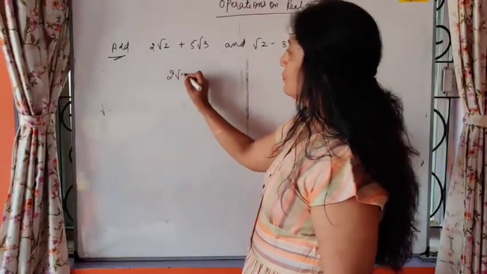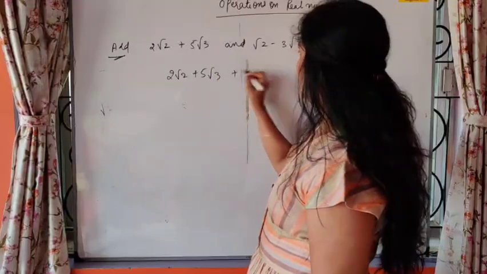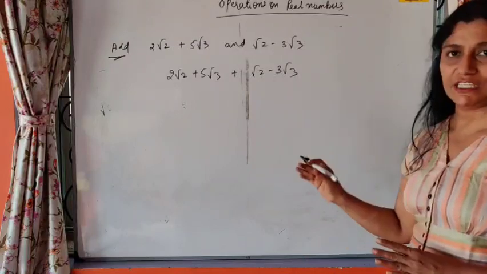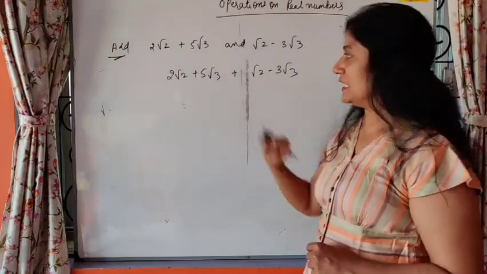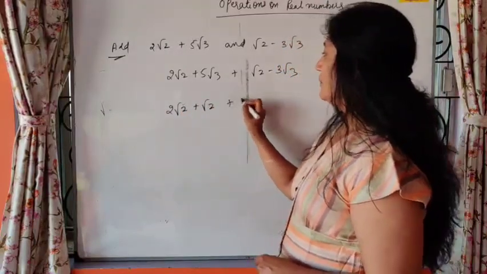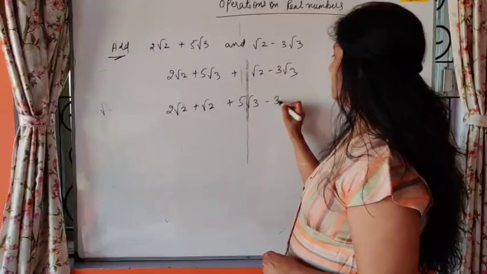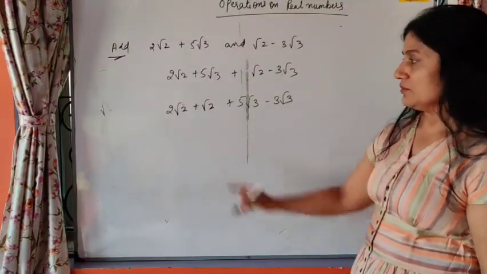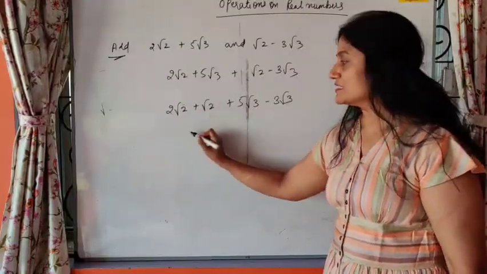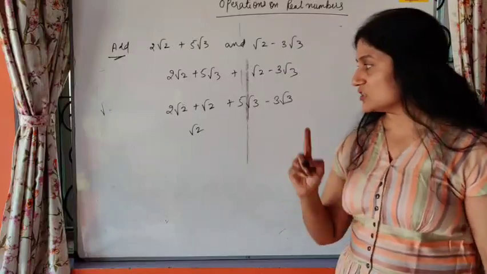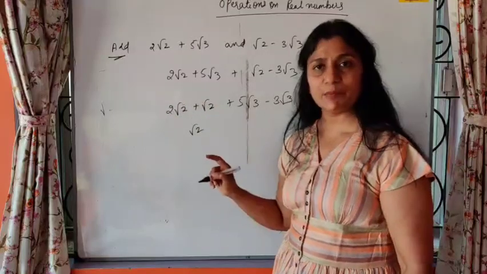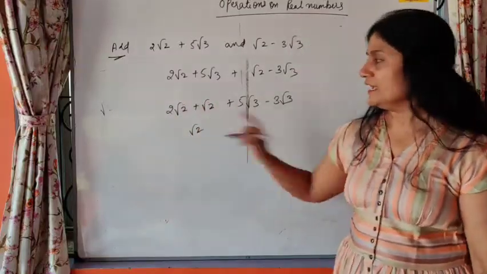See, 2 root 2 plus 5 root 3 plus root 2 minus 3 root 3. First we have to arrange so that like surds are next to each other. So 2 root 2 plus root 2 plus 5 root 3 minus 3 root 3. Now how will you add them? Can you add them? Yes, they are like surds. The number inside root will be as it is. In case of multiplication and division, we have to divide and multiply. But in case of addition and subtraction, the number inside the surd will be as it is.